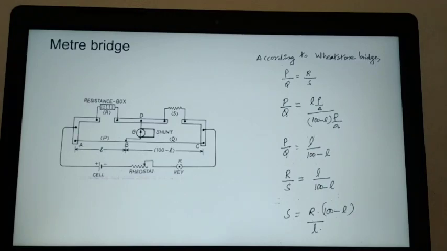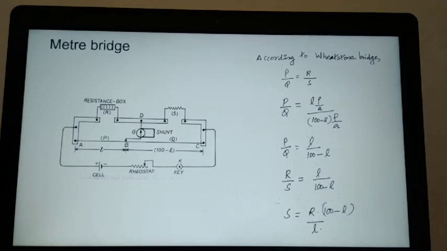At balanced condition, you know P by Q is equal to R by S. So P you can take as the resistance offered by the length L of the conducting wire, and Q is the resistance offered by the conducting wire of length 100 minus L. So P by Q, what is P? The resistance offered by the conducting wire of length L.